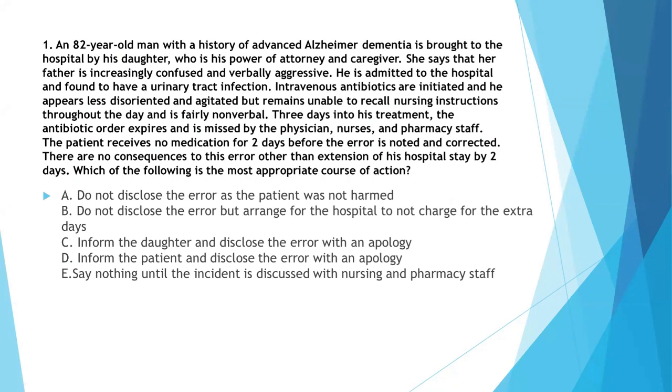Do not disclose the error as the patient was not harmed. Do not disclose the error but arrange for the hospital to not charge for the extra days. Inform the daughter and disclose the error with an apology. Inform the patient and disclose the error with an apology. Say nothing until the incident is discussed with nursing and pharmacy staff.